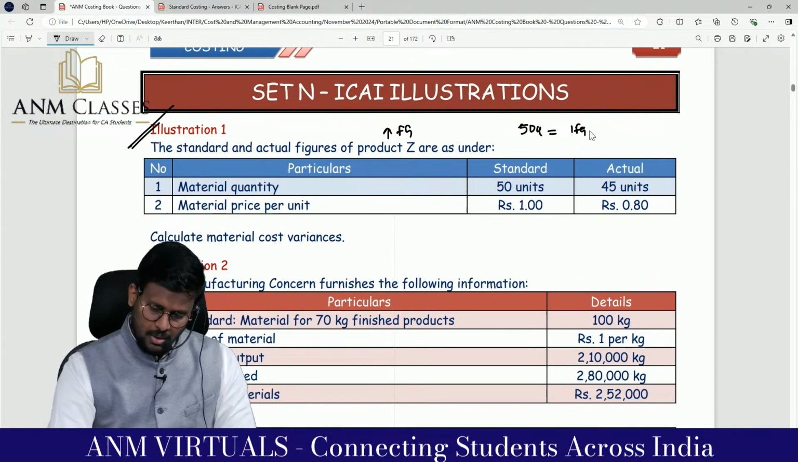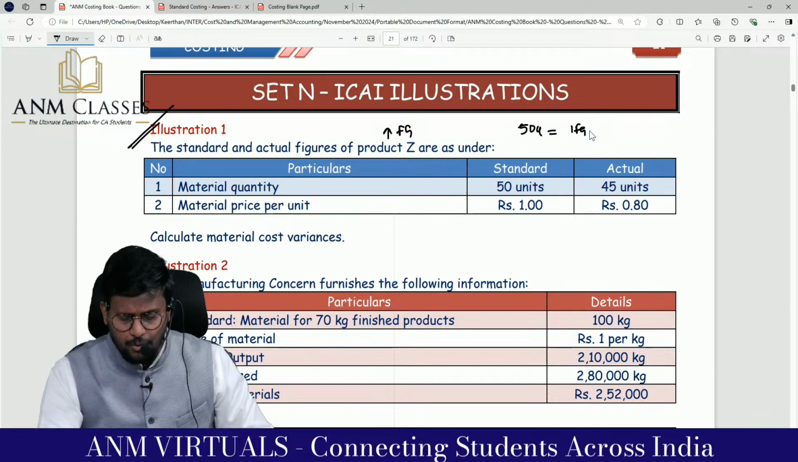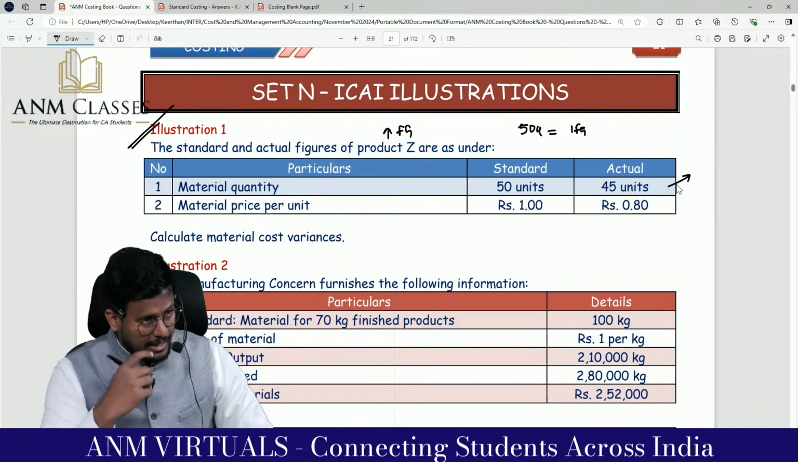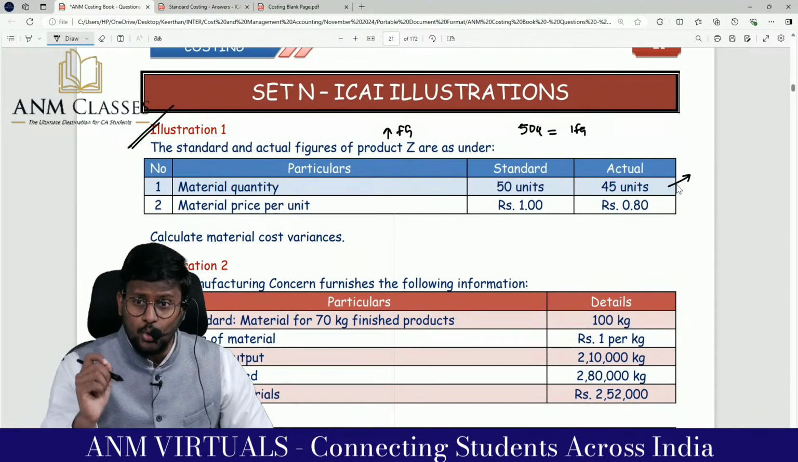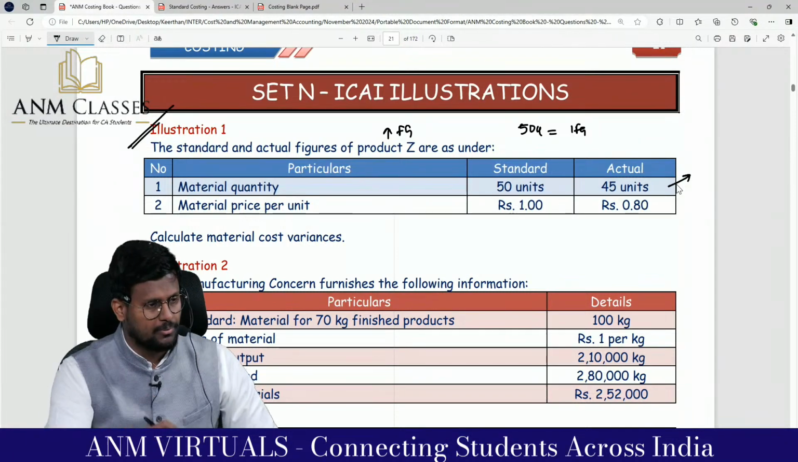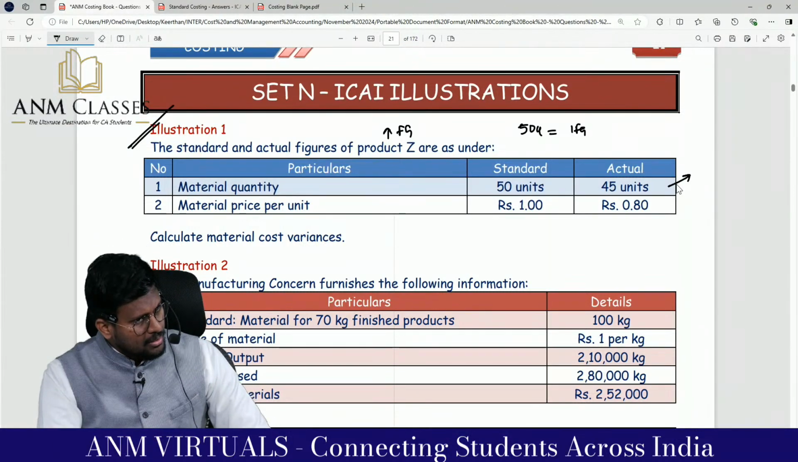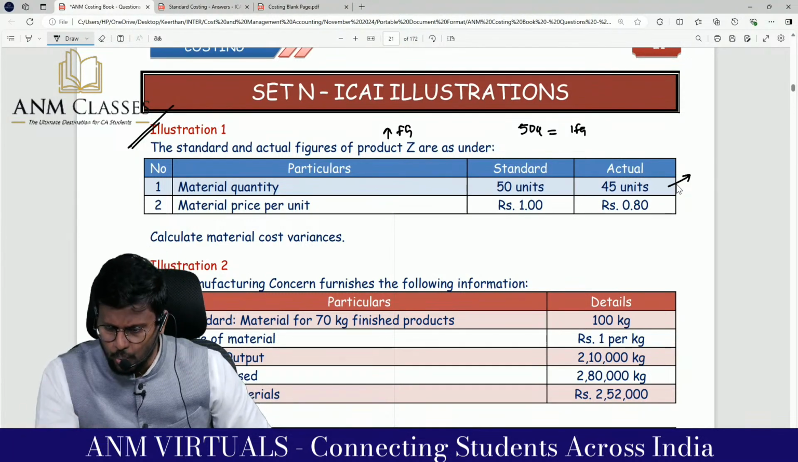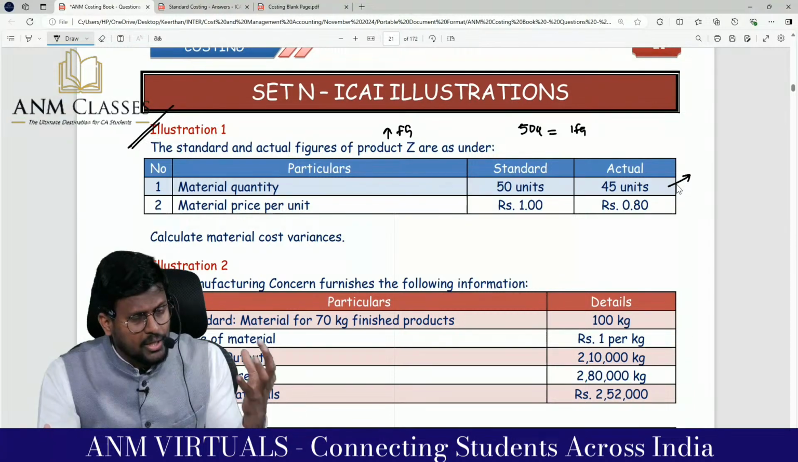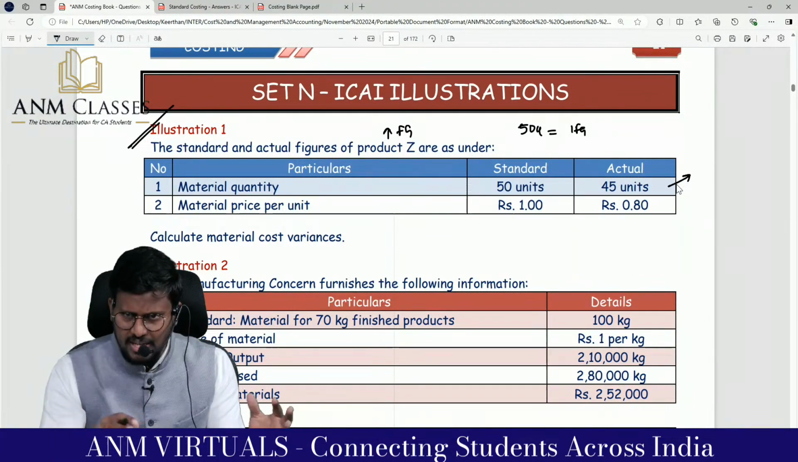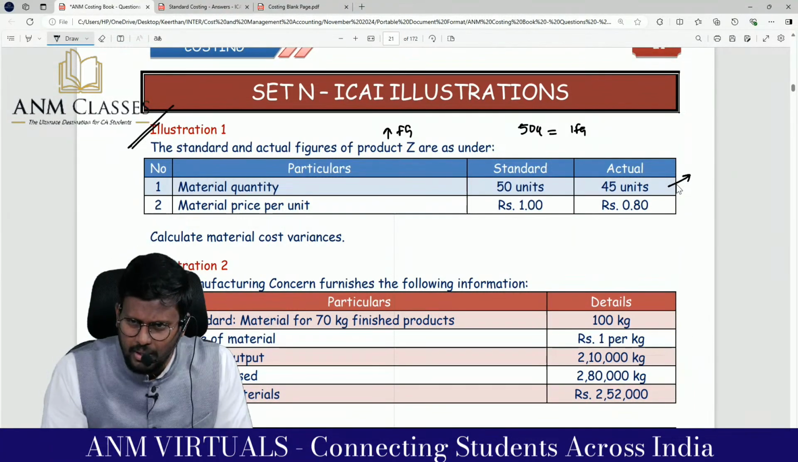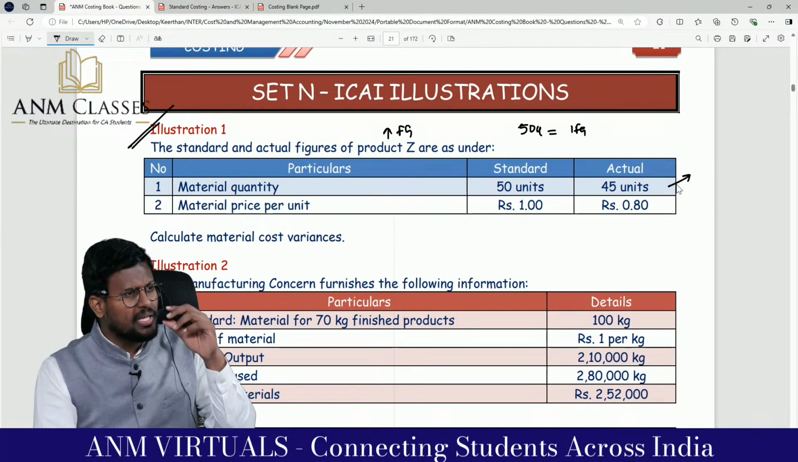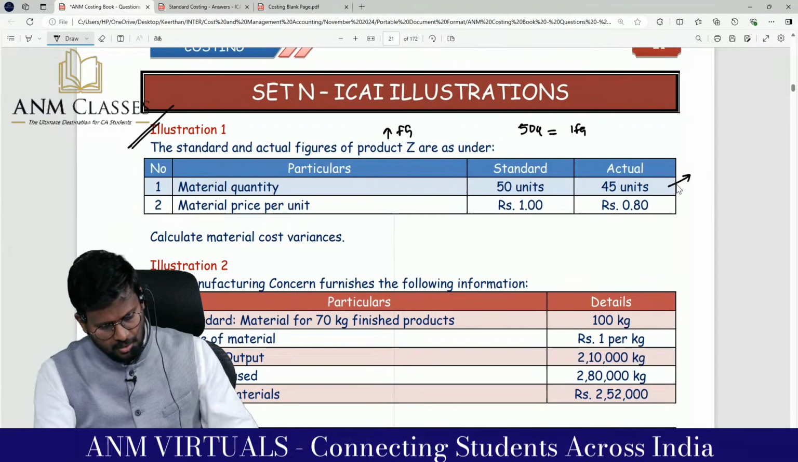Right? But actually I have used only 45 units. That means material usage variance is favorable. Because instead of using 50 units, I have used only 45 units. That means I have used less number of units. So material usage variance is favorable.